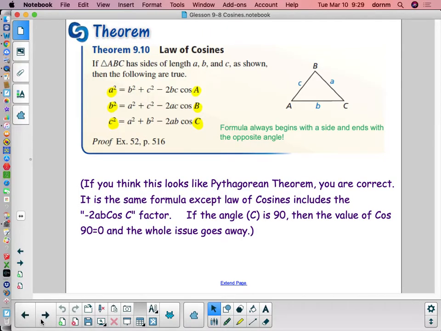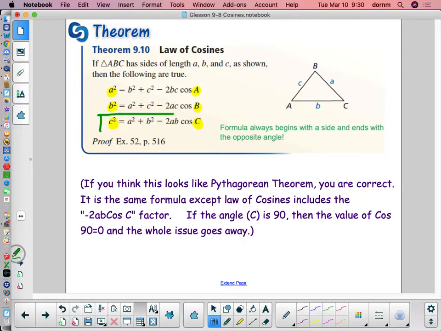Let's take a look at law of cosines. Law of cosines looks amazingly complicated. Do not copy down all three versions of it. You only need one. Okay? This is the one I'd copy down if you're going to copy one down into your notes. C squared equals A squared plus B squared minus 2AB cosine C. That's the one you'll most commonly see written out as law of cosines.